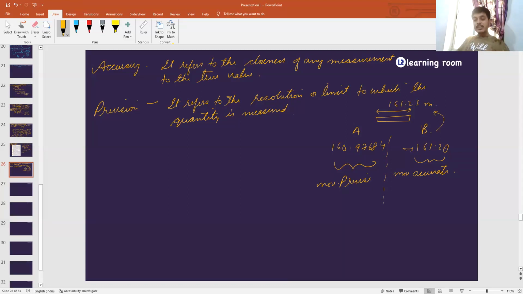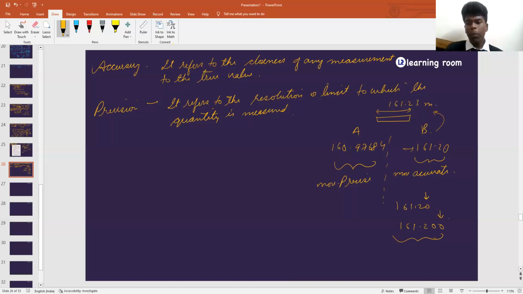So now see, 161.20 and 161.200 mean what? The first one took the reading till the second decimal place and the second one took the reading to the third decimal place. That's why these are significant. Now did you understand? They have different meanings. Are you getting it or not? So the second one is more precise than the first one.